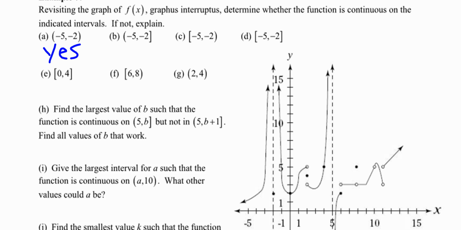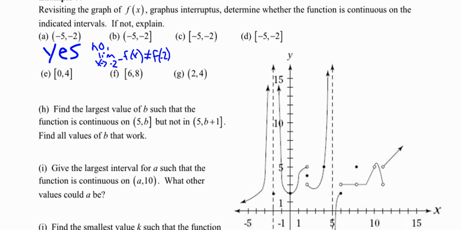Now this one, we have -5 including -2. Now we have a problem. This is going to mean no. Let me write this smaller. Because the limit as x approaches -2 from the left is not equal to the function value at -2. Okay, so the limit is infinity, but the function value is actually 2. So that doesn't give us an answer here.